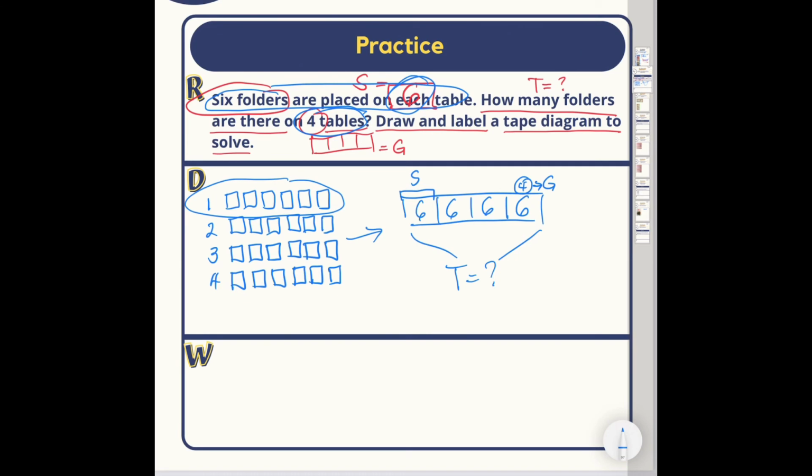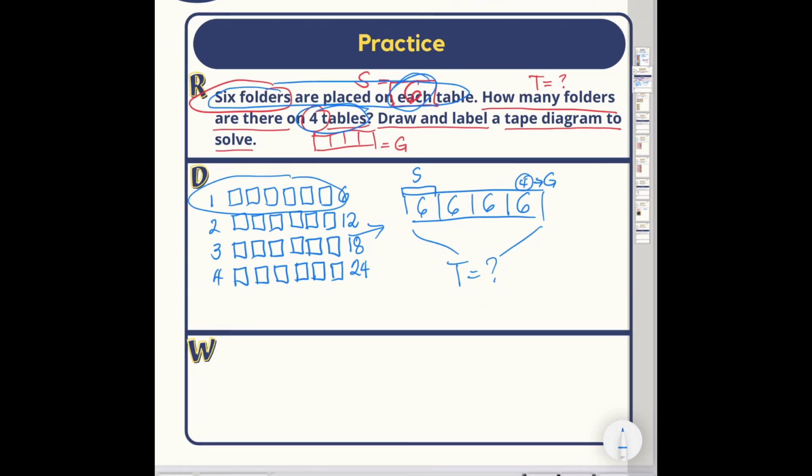Now let's skip count by 6. 6, 12, 18, 24. How many folders are there on 4 tables? We found out that we have 24. 24 is your total. So now let's write our number sentence. Group times size equals total. I know my group is 4. I know my size is 6. And I found out that it is 24.